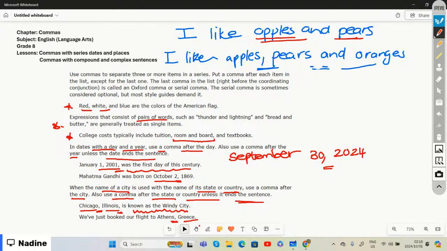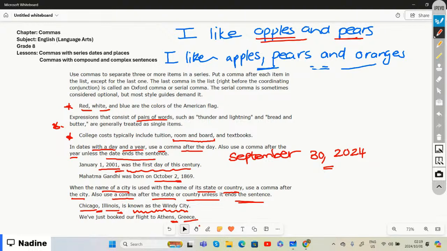Then also expressions that consist of pairs of words, right? We need to treat that as a single word. So you don't have to put commas between the words because it is classified as a single word or a single item. Then commas within dates. We need to, for example, write the month, the day, comma, and then the year. If there's other wording after the date, then we add a comma after the year.